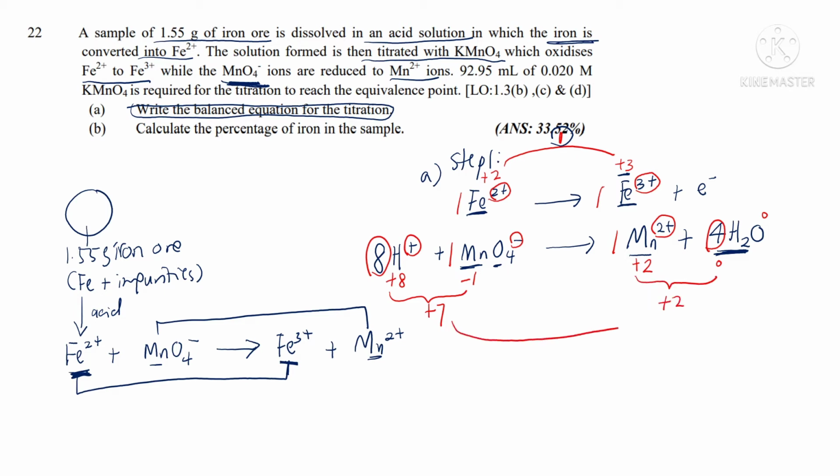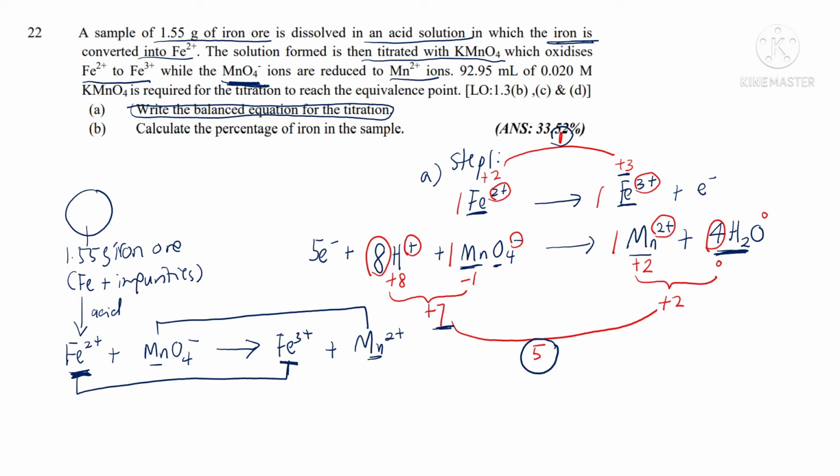And the difference between the charge on the reactant and the product side is 5. Therefore, we need to add 5 electrons to the side which is more positive. So the reactant side is more positive. Therefore, we add 5 electrons to the reactant side.